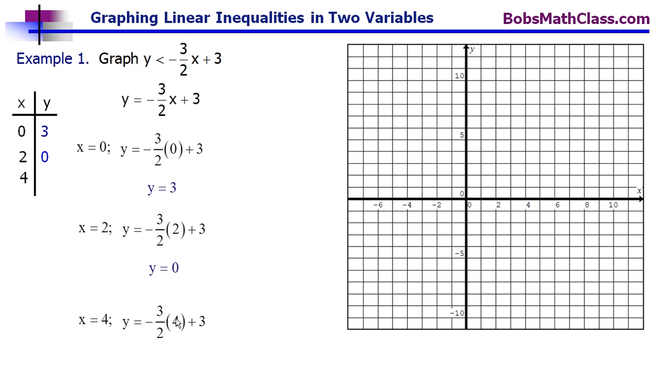Let's see, 2 goes into 4 twice. Negative 3 times 2, negative 6 plus 3. Negative 3.